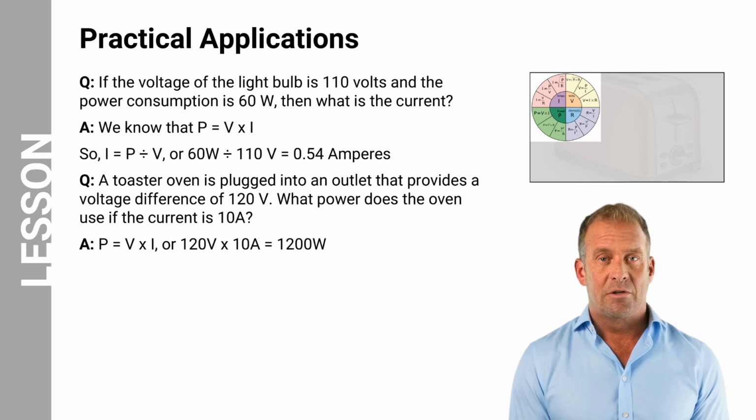Similarly, consider a toaster oven plugged into an outlet with a voltage difference of 120 volts and a current of 10 amperes. Using the same formula, we find that the oven consumes approximately 1,200 watts of power.